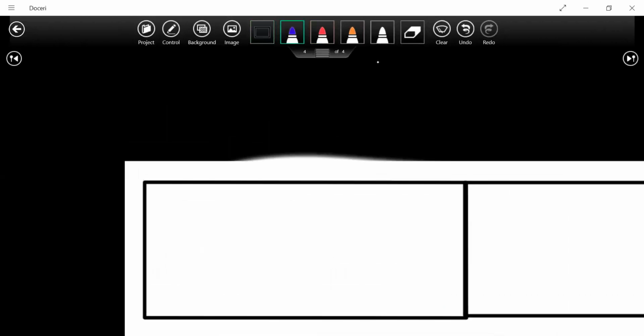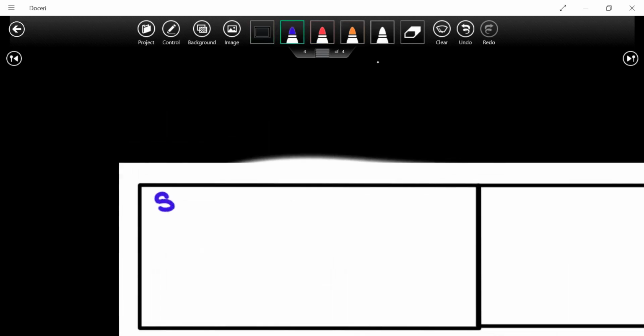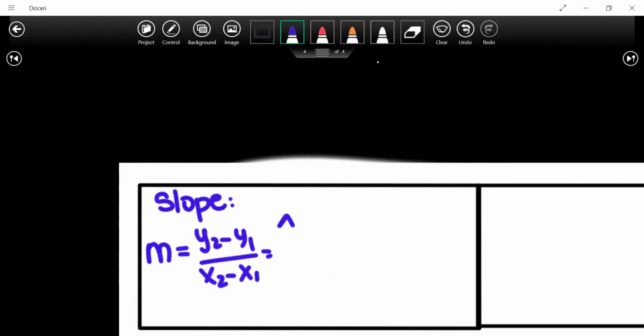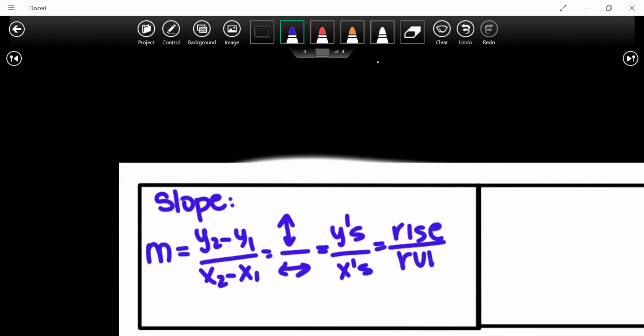The first one we're going to look at is just reviewing slope. And our slope is still going to be the same. I'm just going to give you the different variations. y2 minus y1 over x2 minus x1. We also know it as our rise or dropping down, our y's over our x's, and also the rise over the run. These are all the variations you can look at slope. And it's important that we keep the negatives and positives with the slope.